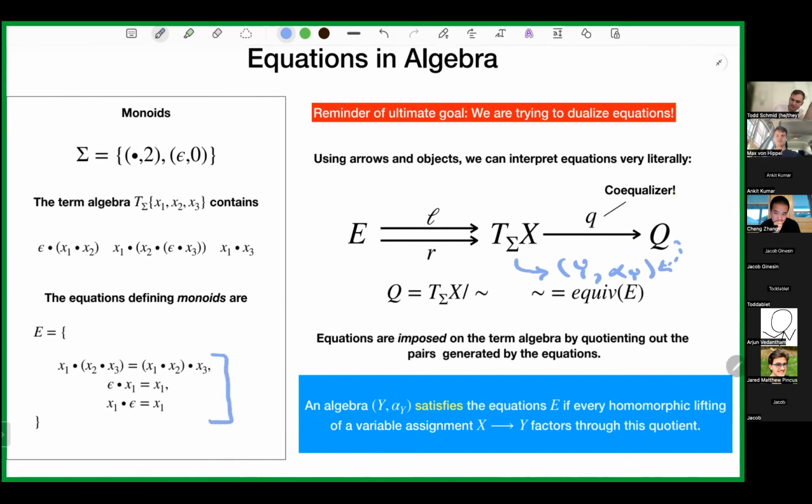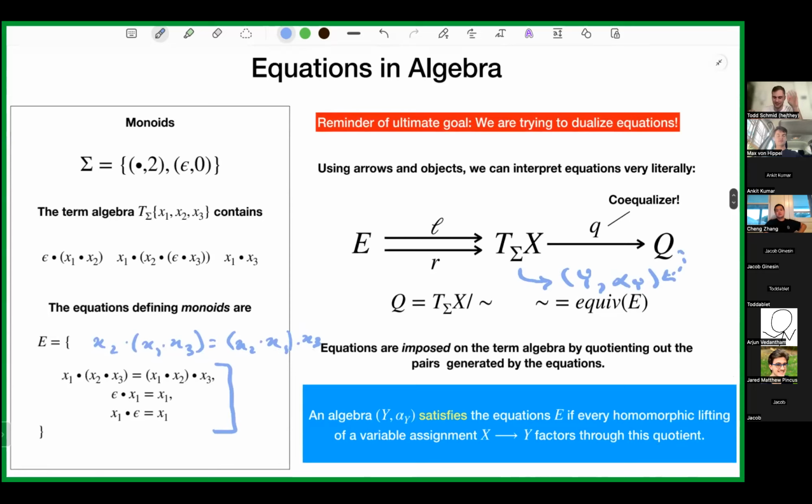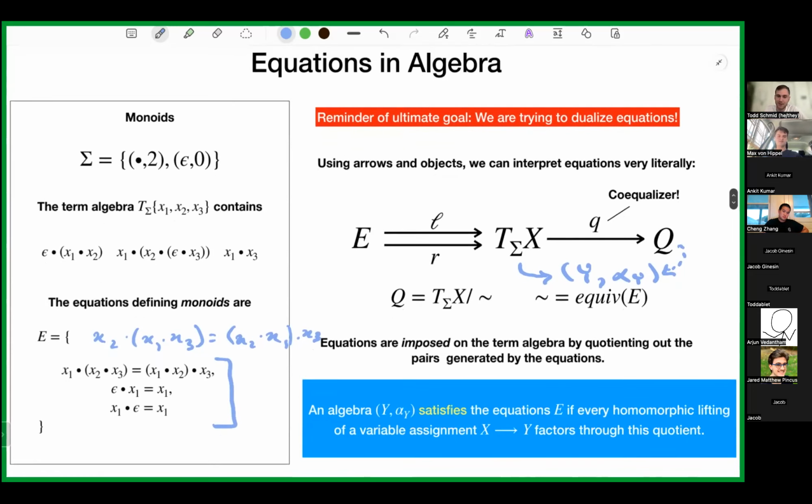So for example, in Q, we haven't identified, for example, x2 dot x1 dot x3 and x2 dot x1 dot x3. That's still not identified by this coequalizer. We haven't quite achieved that goal, but thankfully that's not our end goal. The point was that we wanted a characterization of monoids in terms of a coequalizer, something categorical.